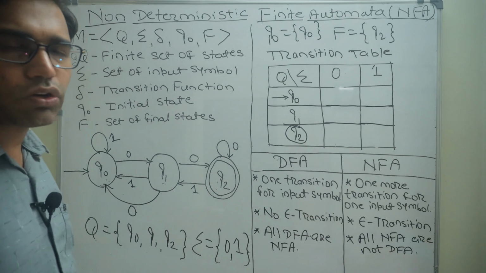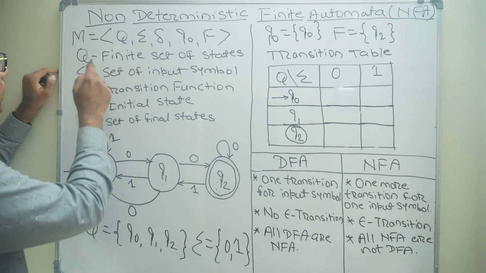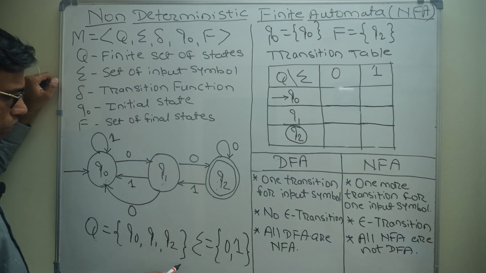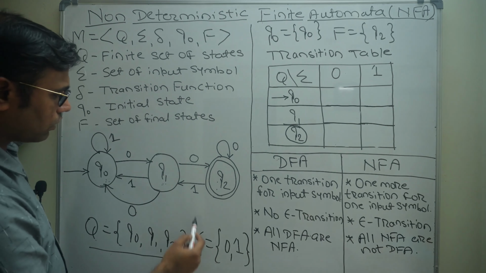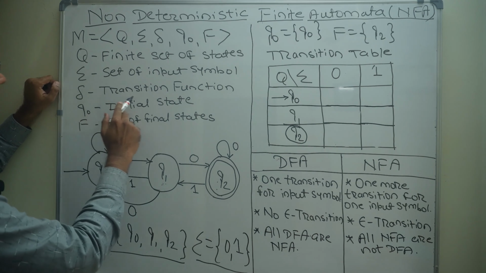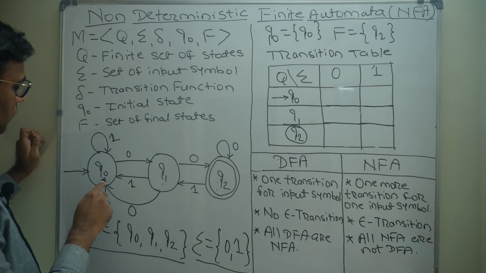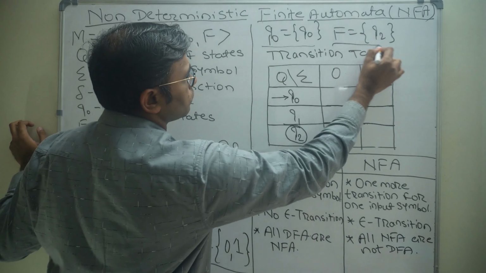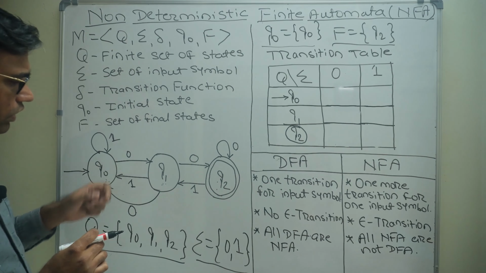Non-deterministic finite automata is defined by a 5-tuple: Q, Σ, δ, Q0, F. What is capital Q? Capital Q represents a finite set of states. Here the states are Q0, Q1, Q2, so Q is equal to {Q0, Q1, Q2}. Sigma is the set of input symbols. Here there are two input symbols, 0 and 1, so Σ is equal to {0, 1}. Then δ is the transition function. The transition function is defined by a transition table, which we will fill in. Q0 is the initial state, and F is the set of final states. Here there is only one final state, so F is equal to {Q2}. So this is the description of non-deterministic finite automata.